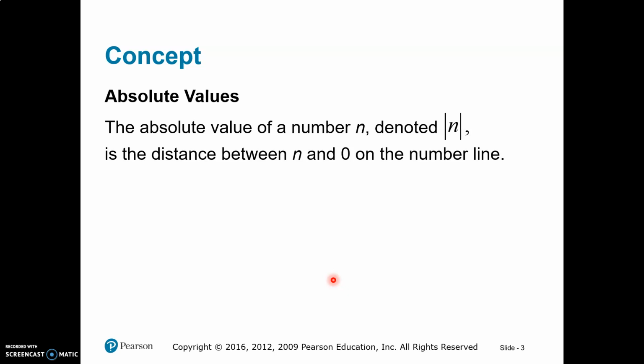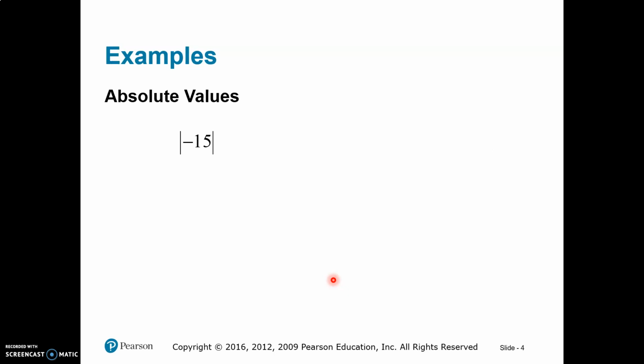The absolute value of a number n is the distance between n and 0 on the number line. For example, the absolute value of negative 15 is 15 because there are 15 units from 0 to negative 15. The absolute value of 9 is 9 because there are 9 units from 0 to 9.